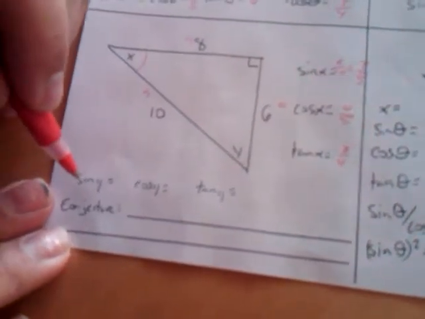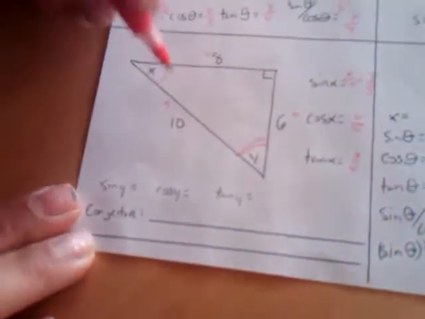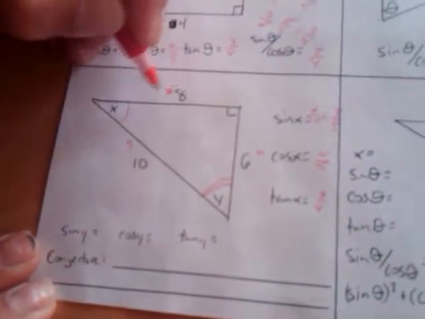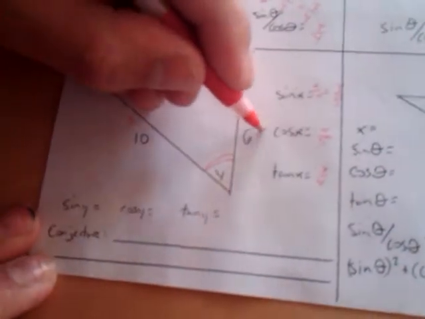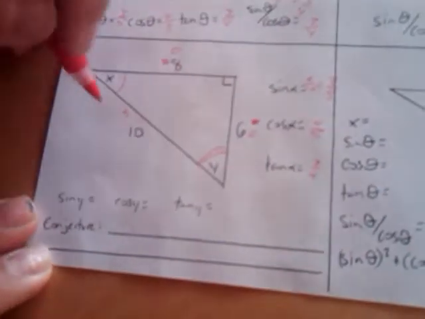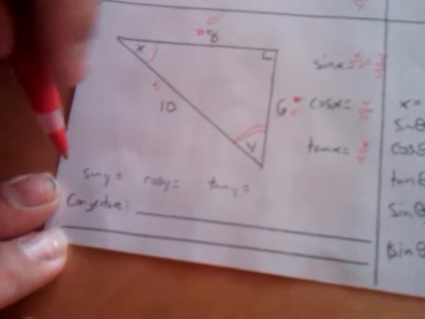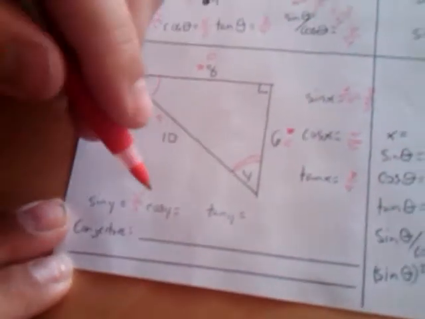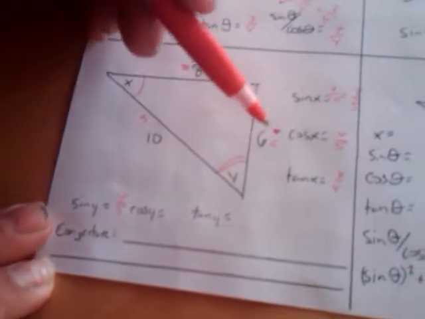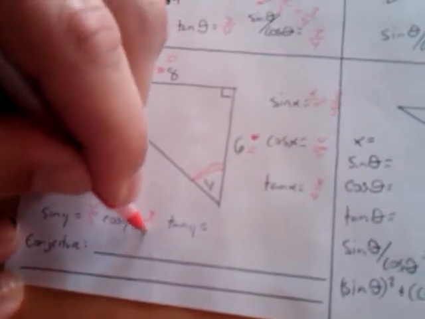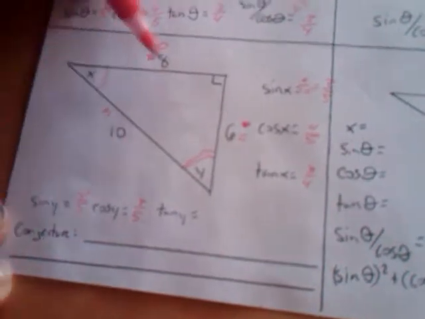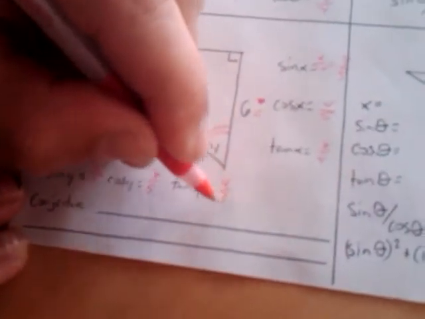Now we switch. We look at the sine of y. So here's y over here. So now 8 isn't adjacent anymore, it's opposite. And 6 isn't opposite anymore, it's adjacent. But 10 remains the hypotenuse. So sine of y will be 8 over 10, which reduces to 4 over 5. Cosine of y will be 6 over 10, which reduces to 3 over 5. And tangent of y is 8 over 6, which reduces to 4 over 3.